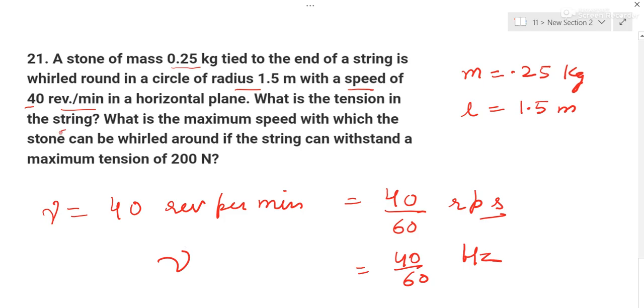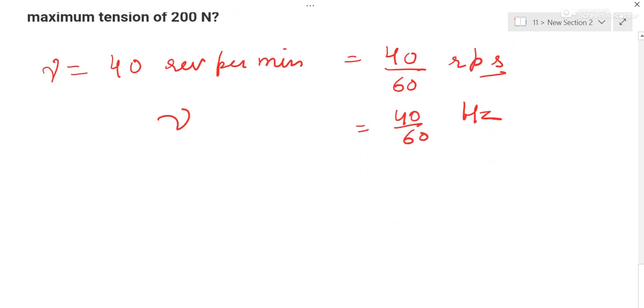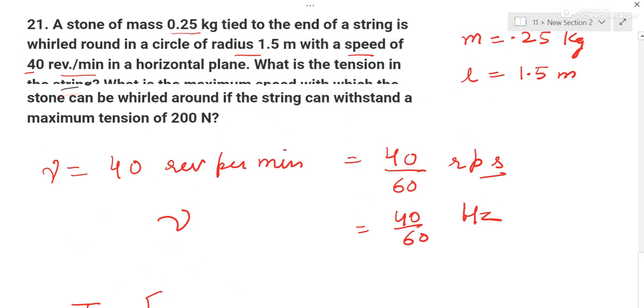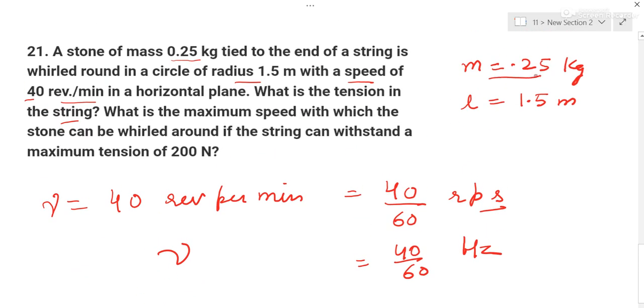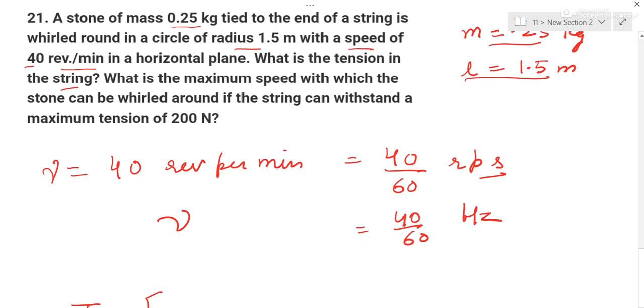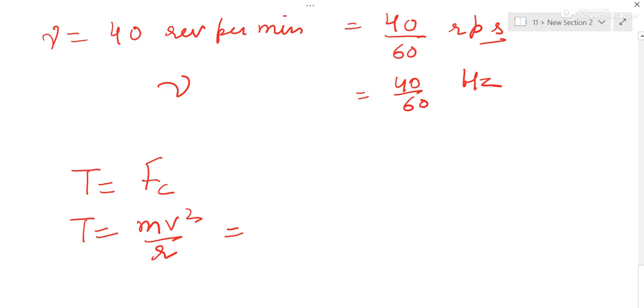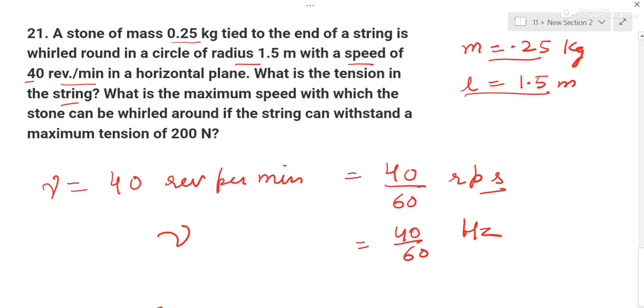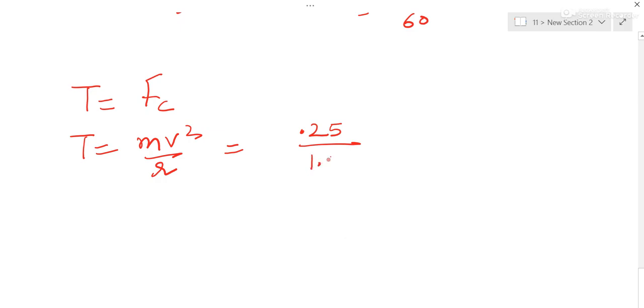What is the tension in the string? So tension is measured by the centripetal force. Centripetal force is mv square by r. Mass is given. How much is the mass? You can see it's this, and r is this. 0.25 kg and 1.5 meter. You can substitute. Mass substituted, r substituted.